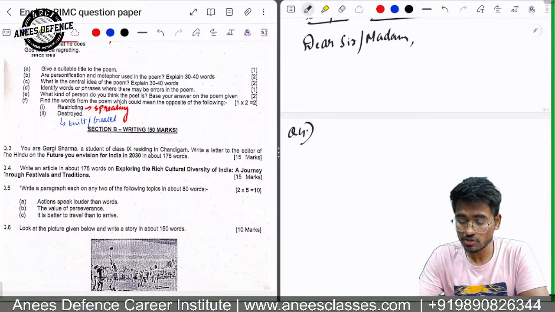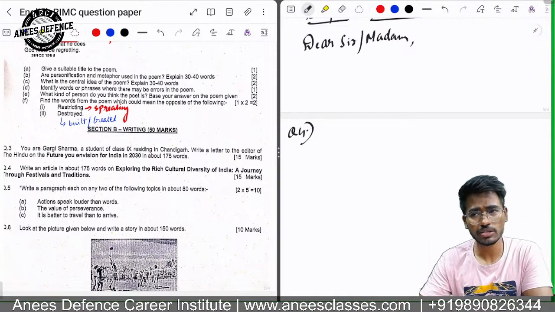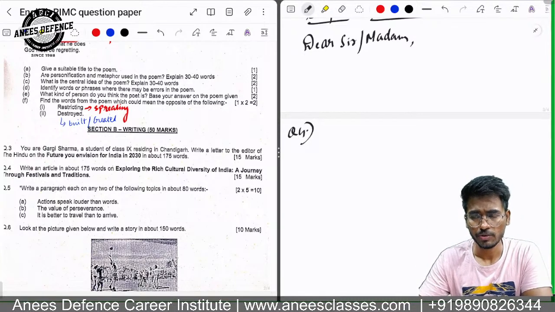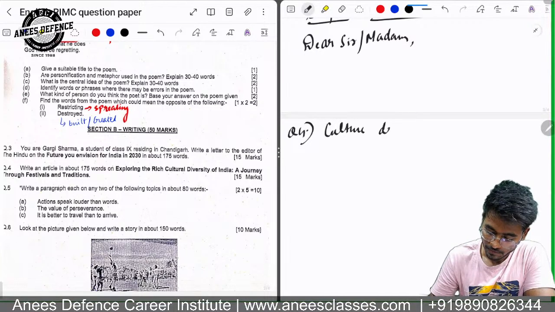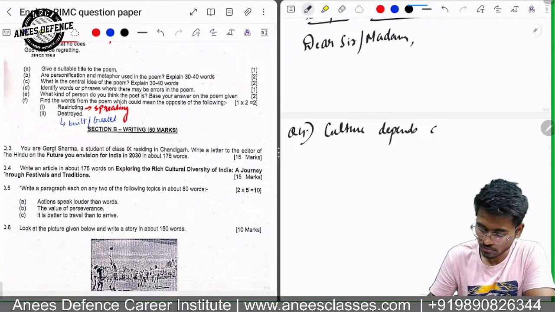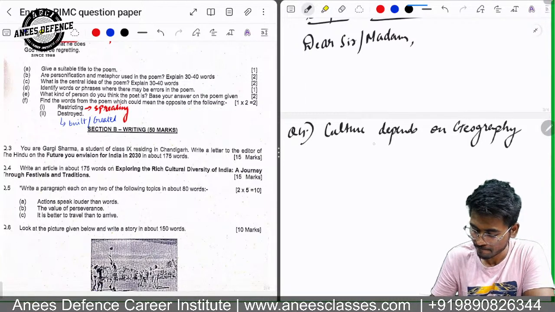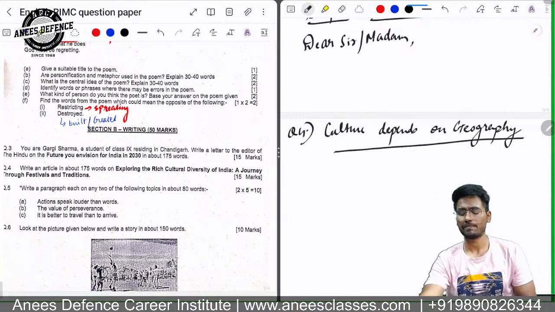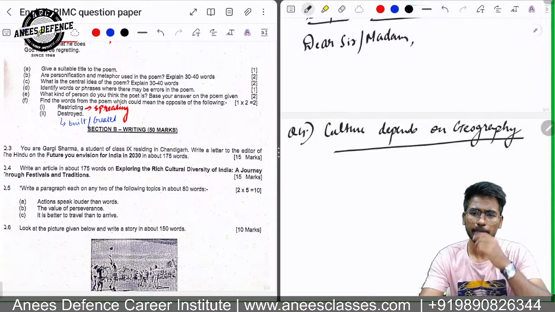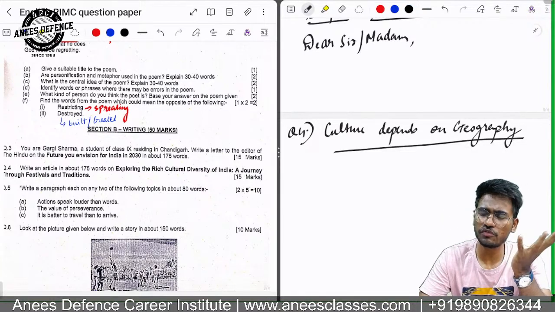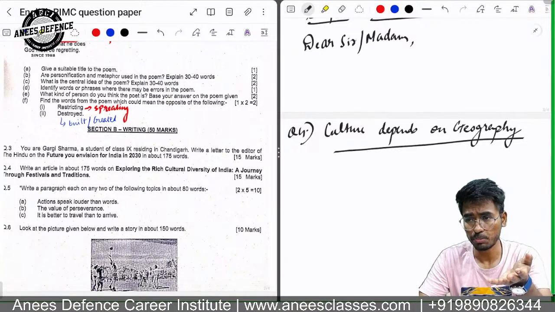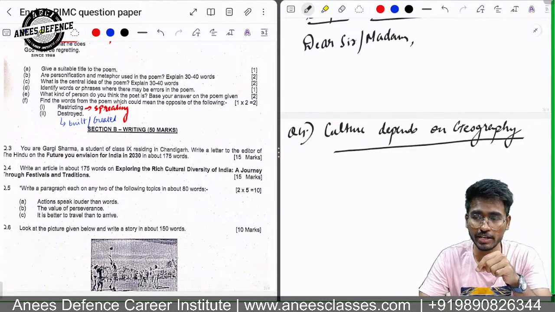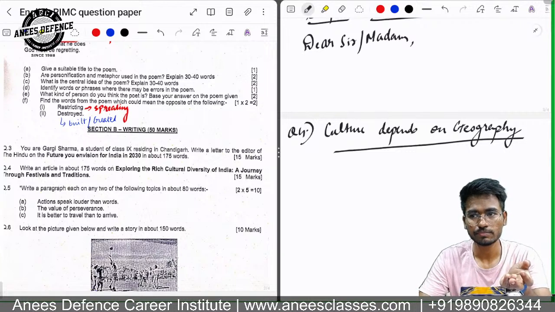Now, culture is a very broad term. Culture basically depends on geography. Culture depends on the geography of a particular area. For example, in southern India, there is a culture of eating rice. There is a culture of making things from rice because the geography of that area permits growing rice only.